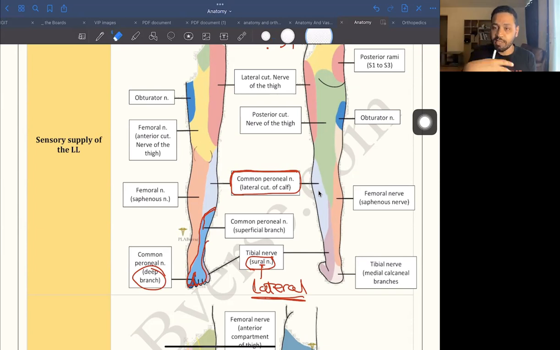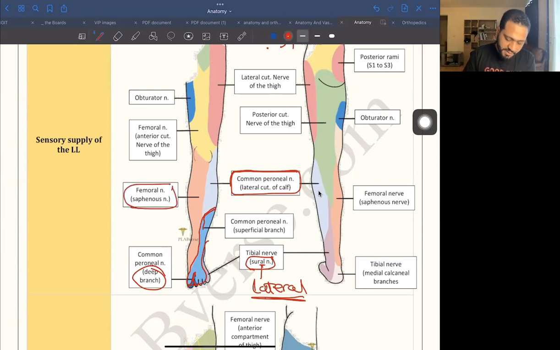The common peroneal nerve itself takes the lateral side of the knee, okay? Then it gives the superficial branch, which takes the lower outer side of the leg, and then the dorsum of the foot. All the dorsum? No, it's not all the dorsum, apart from the first web space, which is supplied by the deep branch of the common peroneal nerve.